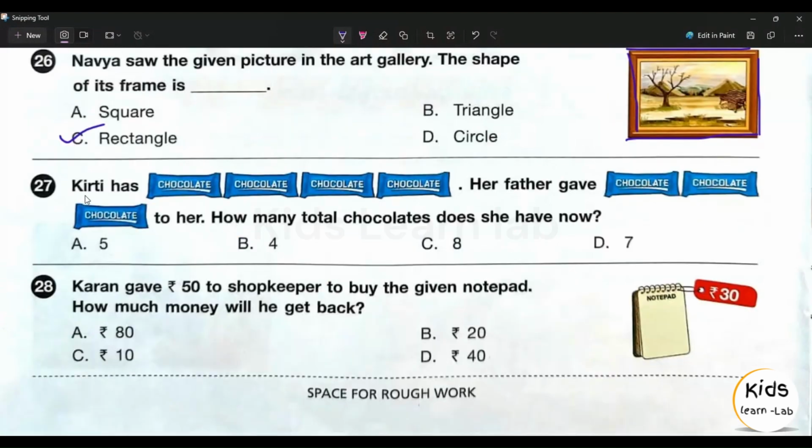27th question, Karthi has some chocolates. Her father gave some more chocolates to her. How many total chocolates does she have now?